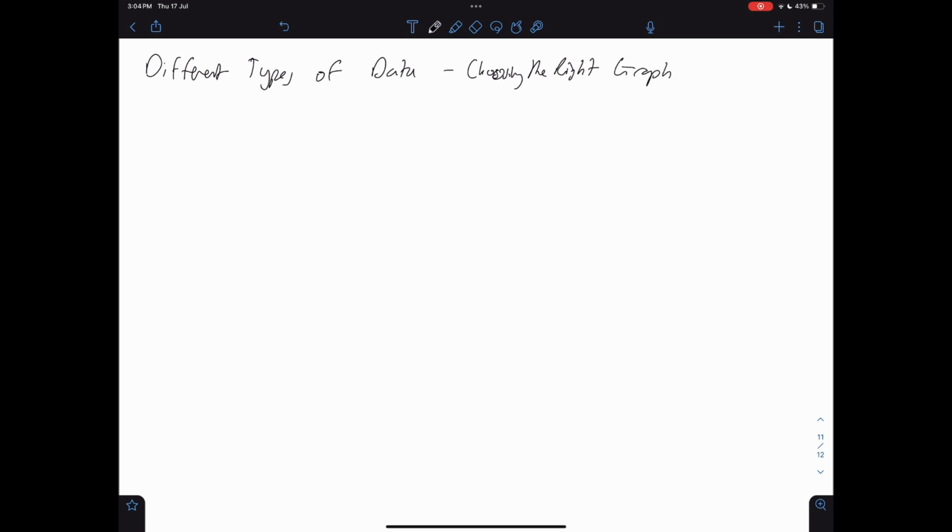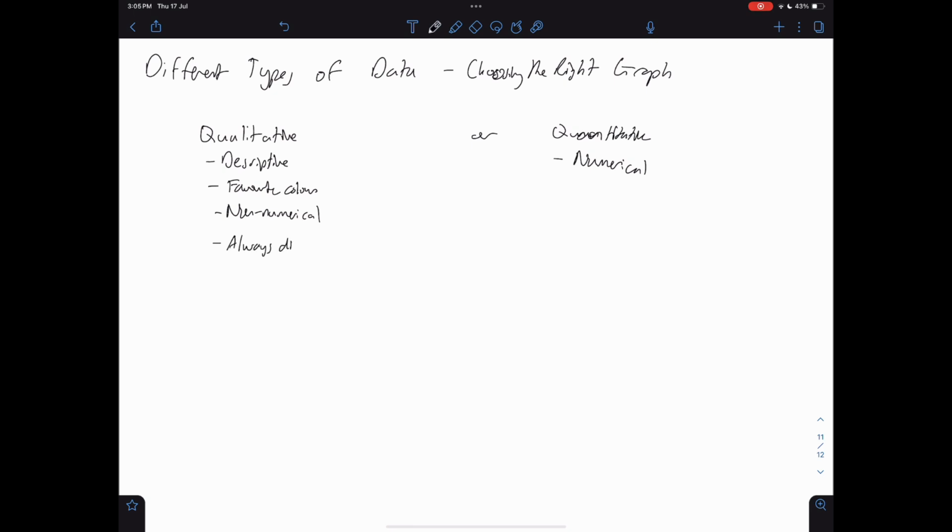So we can either have qualitative or quantitative data. Qualitative is descriptive, things like favourite colour. It's non-numerical. But quantitative, it is numerical.